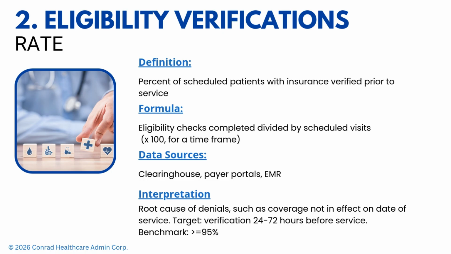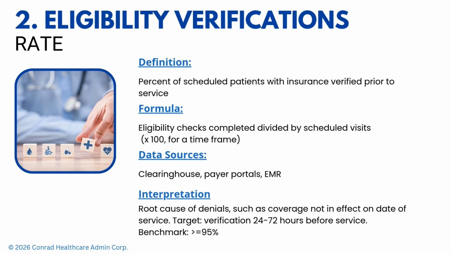Number 2, eligibility verifications rate. This is the percentage of scheduled patients with their insurance verified prior to the time of service. And we can calculate this by taking the number of eligibility checks that are completed divided by the number of scheduled visits for the same time period. And again, to express that as a percentage, you're just going to multiply it by 100. Some data sources for this could be the clearinghouse. It could be payer portals, or it could be the EMR.